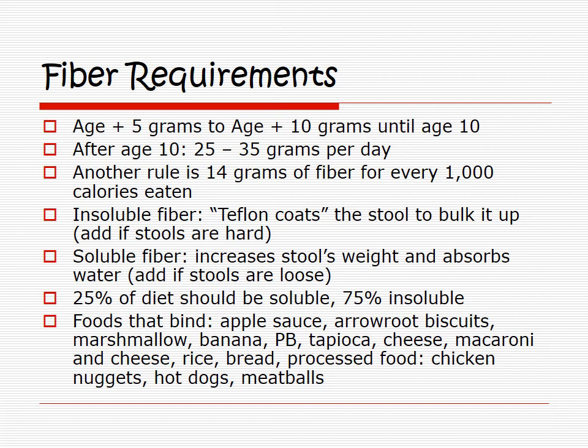Foods that can help bind if we're having a child that's having issue with too loose of stool can be applesauce, arrowroot biscuits, marshmallow, banana, peanut butter, tapioca, cheese, macaroni and cheese, rice, bread, processed foods like chicken nuggets and hot dogs. Foods that bind, again, are these things. So if your child that you're seeing is only eating these things and they're constipated, we need to start adding in some new things.